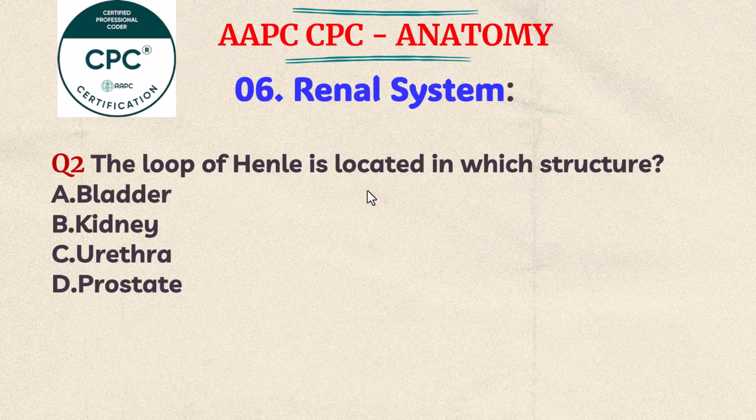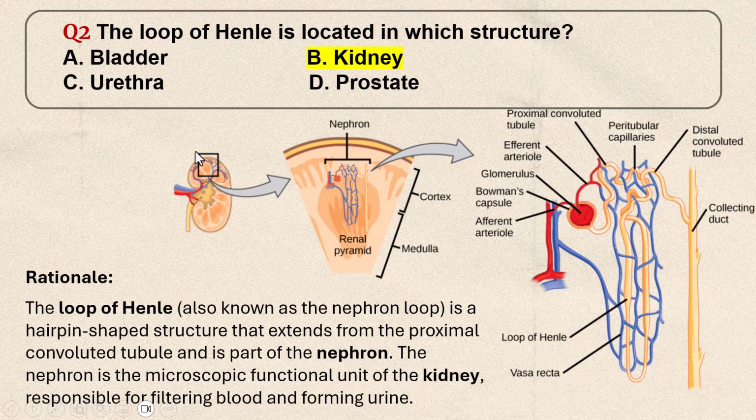Question number 2. The loop of Henle is located in which structure? A. Bladder, B. Kidney, C. Urethra, D. Prostate. Think the answer. The correct answer is B. Kidney. As we saw earlier, this is the nephron, the functional unit of the kidney. On the nephron, you can see this is the loop of Henle. The loop of Henle, also known as the nephron loop, is a hairpin-shaped structure that extends from the proximal convoluted tubule and is a part of the nephron. The nephron is the microscopic functional unit of the kidney, responsible for filtering blood and forming urine.